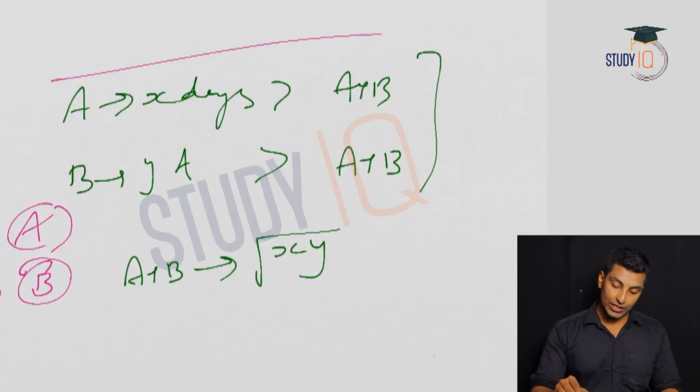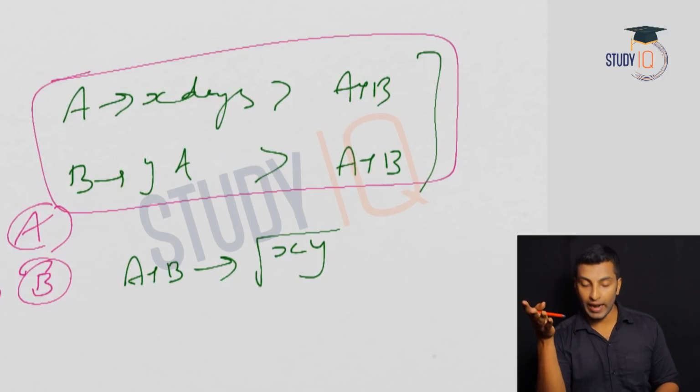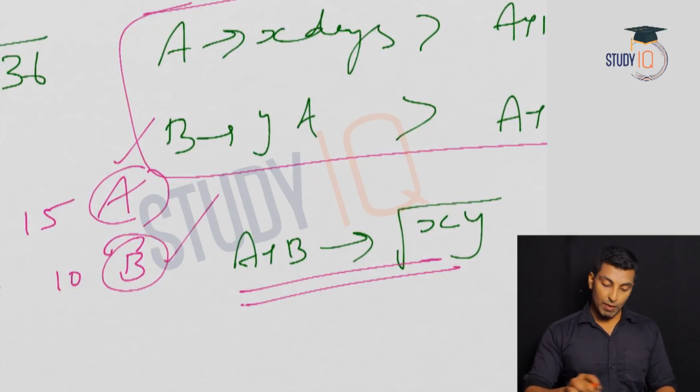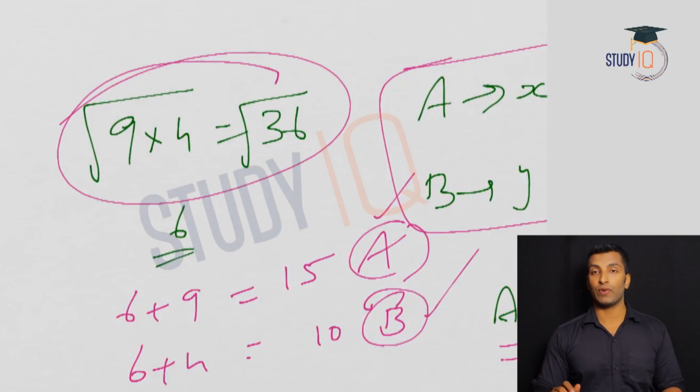So this is the information in the question: A takes X days more, B takes Y days more. So A plus B you can find, A you can find, B you can find. Just remember this: root of XY. That's it.